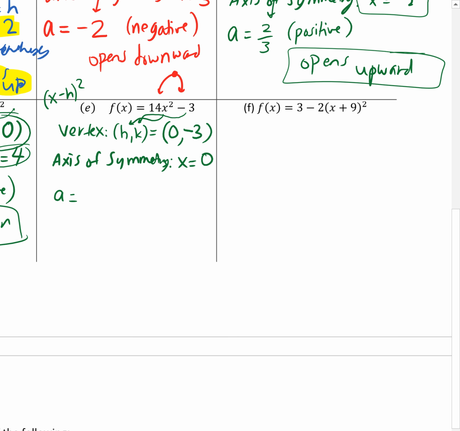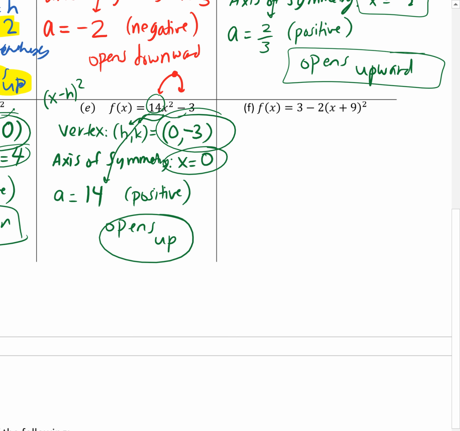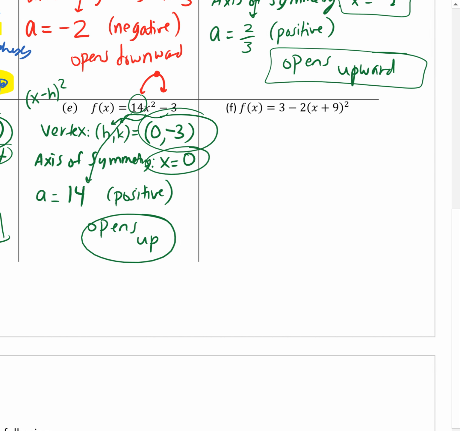And then lastly, our value of a, usually the coefficient of the parentheses, or the coefficient of what's being squared. It's 14, which, who cares what the number is, as long as it's positive or negative. It's positive, so it opens up. All right, perfect. Let's see now.